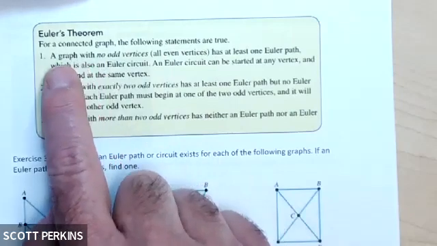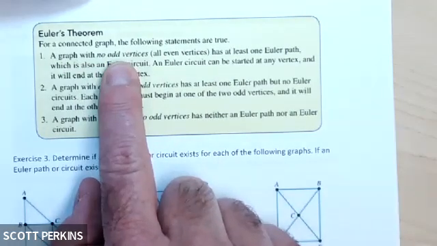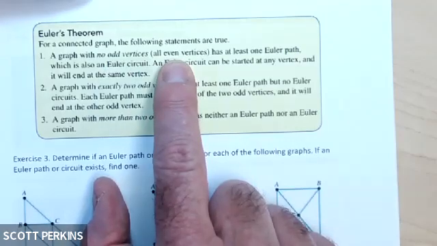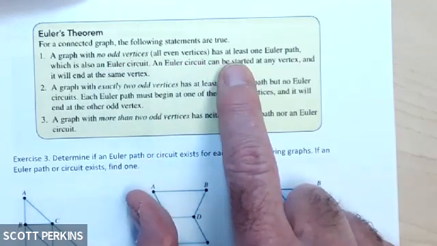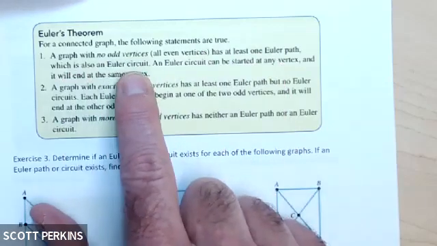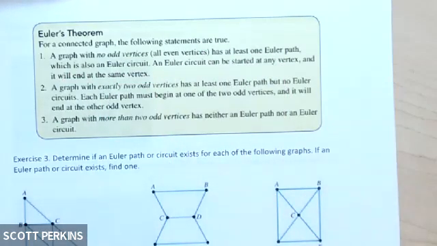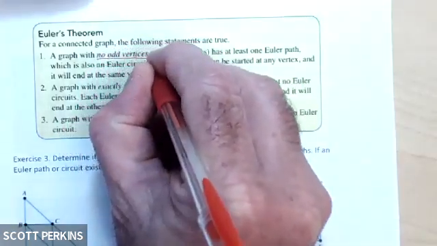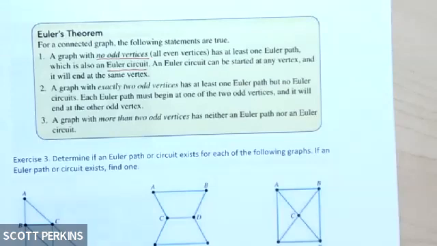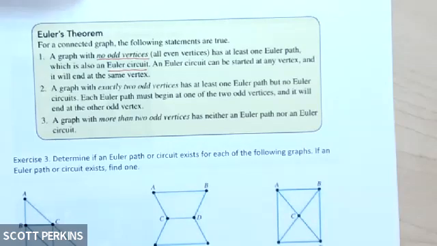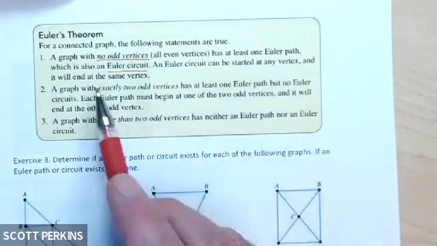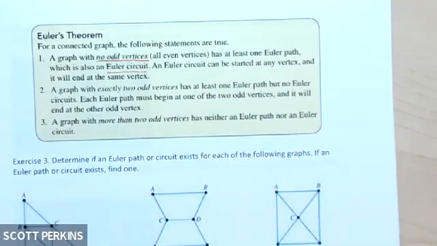Statement 1, a graph with no odd vertices, meaning all the vertices are even, has at least one Euler path, which is also an Euler circuit. So here's how to summarize this, okay? If you have no odd vertices, you'll have an Euler circuit, guaranteed. I got this chart out of the book, and sometimes they use more words than they need to get to the landing spot. An Euler circuit can be started at any vertex, and it will end at the same vertex. They should have parenthetically put, unless there's a bridge. You got to be careful when there's a bridge.